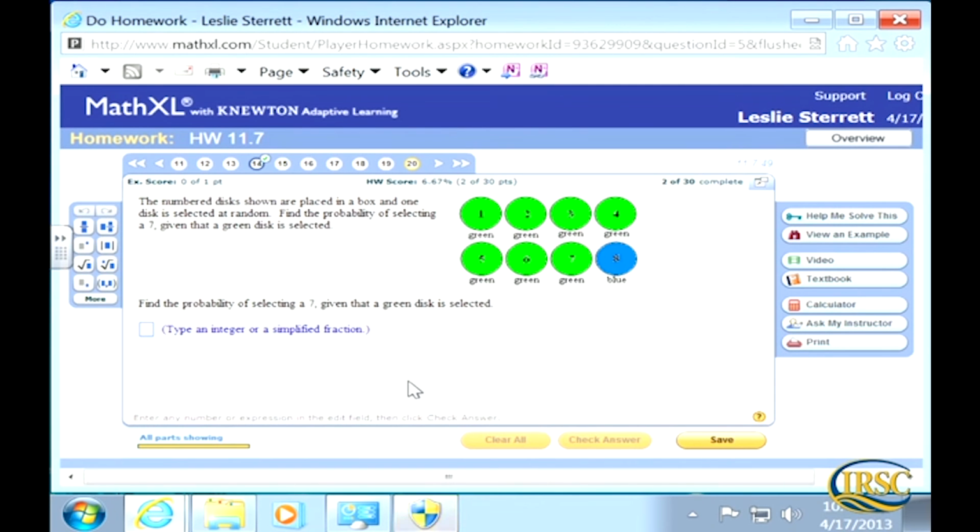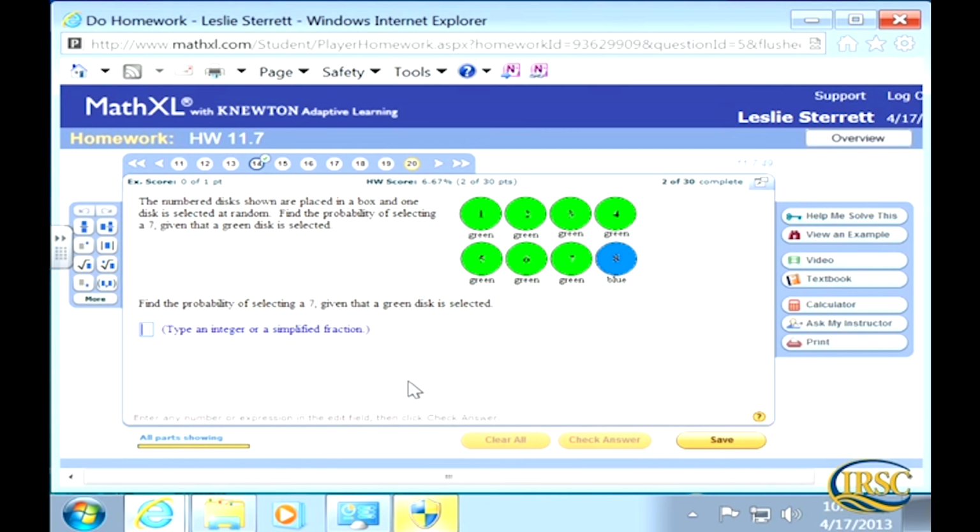Excellent. Okay, so here you have 8 discs in a box, and one disc is selected at random. Find the probability of selecting a 7 given that the green disc is selected. Okay, so notice that 1 through 7 is green and number 8 is blue. And just in case, and this happens, if you have trouble seeing colors, it happens. So they've specifically written it under there so that you don't get confused. There are a lot of people that have issues seeing colors. All right, so find the probability of selecting a 7 given that a green disc is selected.